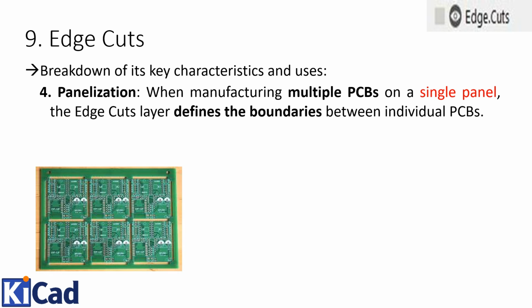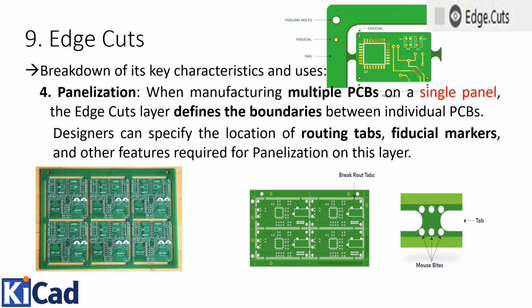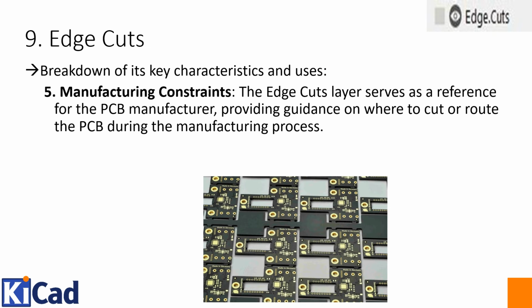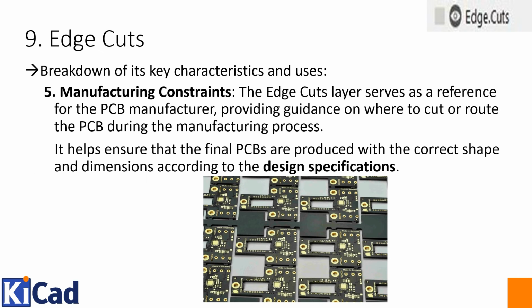Panelization. When manufacturing multiple PCBs on a single panel, the edge cut layer defines the boundary between individual PCBs. Designers can specify the location of routing tabs, fiducial markings, and other features required for panelization on this layer. Then we can add manufacturing constraints. The edge cut layer serves as a reference for the PCB manufacturer, providing guidance on where to cut or route the PCB during the manufacturing process. It helps ensure that the final PCBs are produced with the correct shape and dimensions according to the design specification.